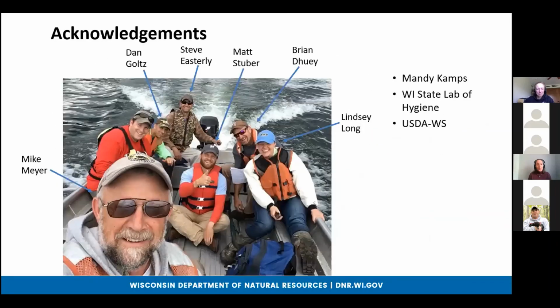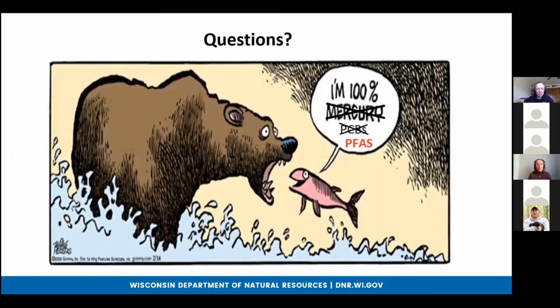So just some acknowledgements with the Bald Eagle project. The project was started by Mike Meyer and our current crew: Dan Goltz, Steve Easterly, Matt Stuber, Brian Dewey, Lindsay Long, and Mandy Camps. The Wisconsin State Laboratory of Hygiene analyzed all the samples. And as I mentioned, USDA Wildlife Services collected the white-tailed deer for us.